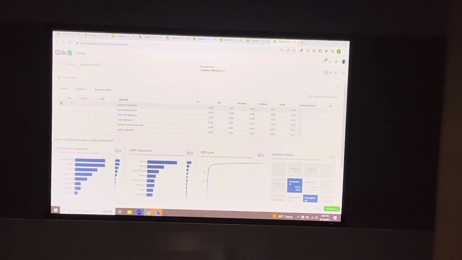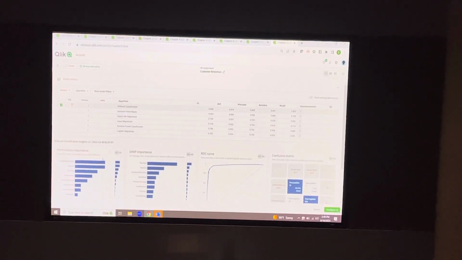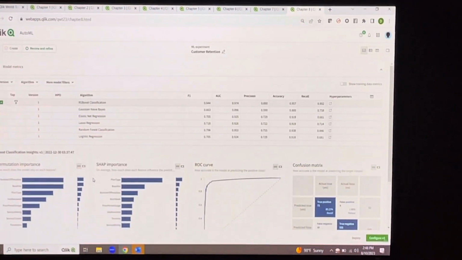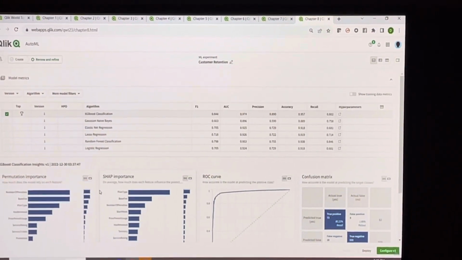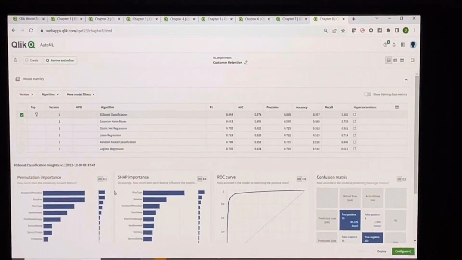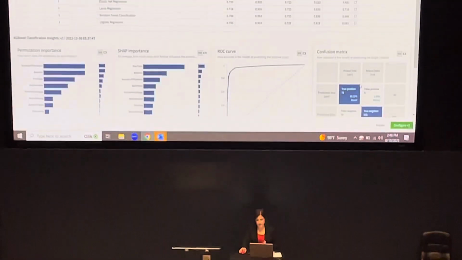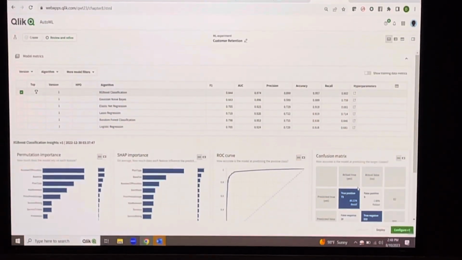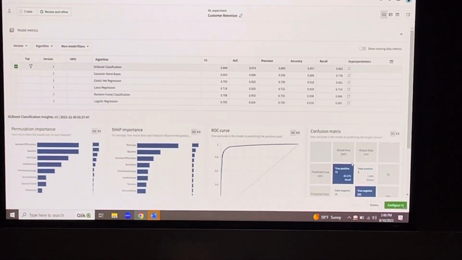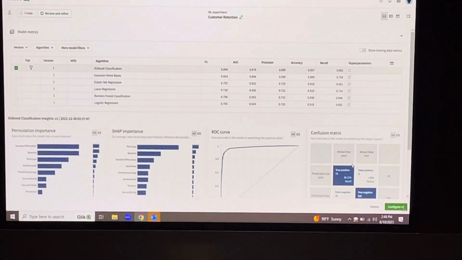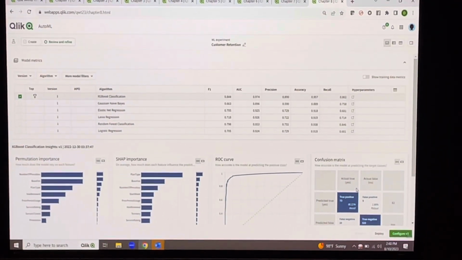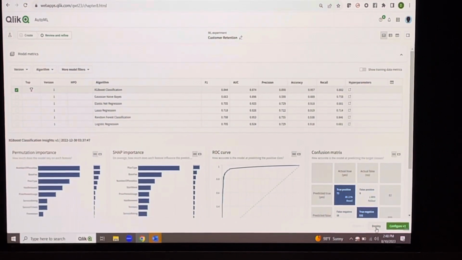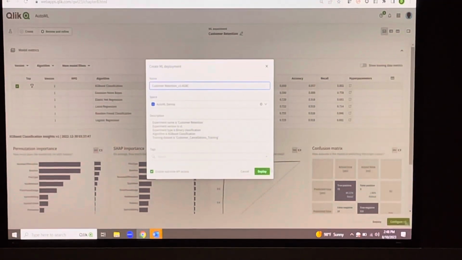The permutation importance tells me how much of the different features of my data that model relies on. Also the SHAP importance, how much different attributes of that data are influential in the predictions. And confusion matrix as well. It tells a little bit more about the accuracy of that data. So again, for someone like a business analyst who's interested in coming in and creating some machine learning models, very easy and gives me a lot of information that I can easily understand. So I'm going to go ahead and deploy that model.